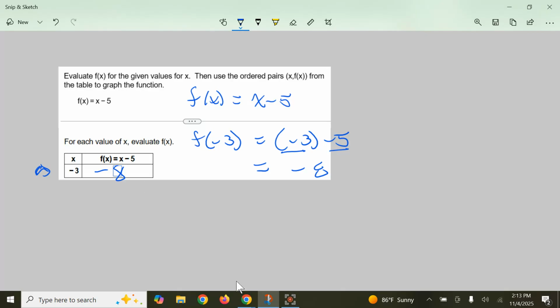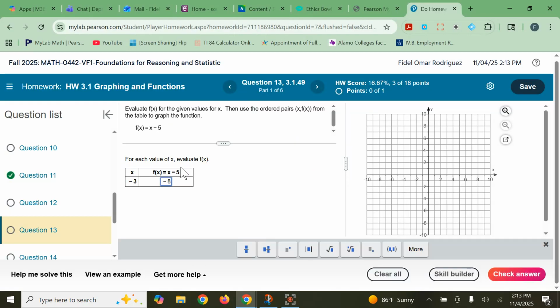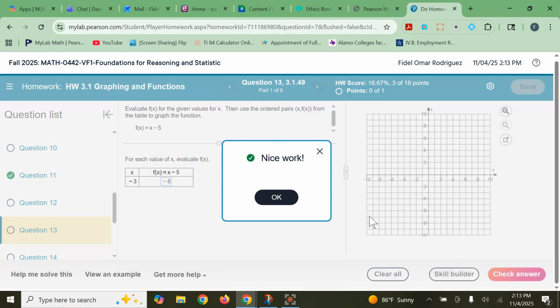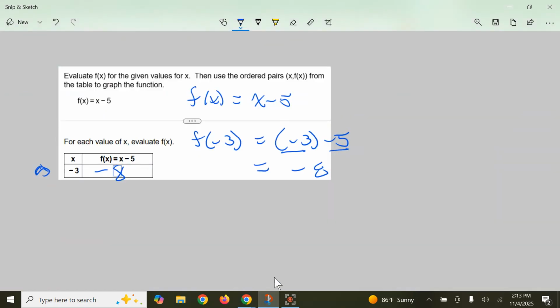So check it out, y'all. I'm going to come back over here. I'm going to drop in the number negative 8. I'm going to check it. Okay. Now look what they're asking me to do. Can we do this again, but now with negative 2? Okay, so look right here, negative 2.